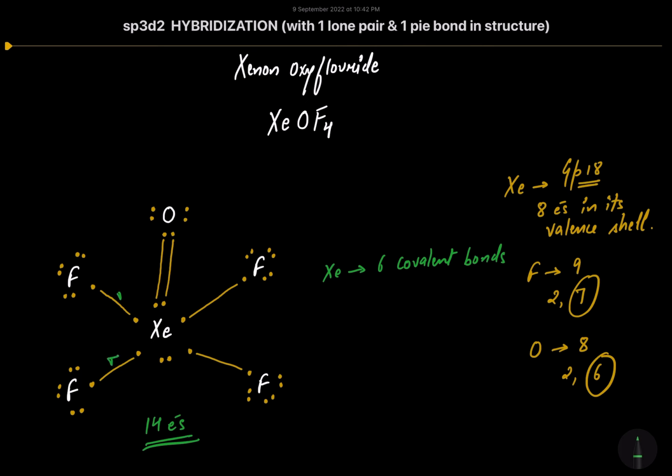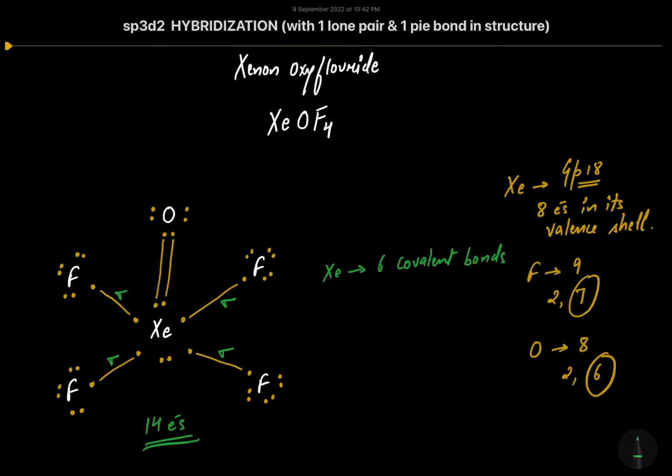The other one is also sigma. The third one is also sigma. The fourth one is also sigma. So we got a total of 4 sigma bonds right now. Now let's count the bonds of oxygen. The oxygen is forming 2 bonds with xenon. That means that's a double bond.